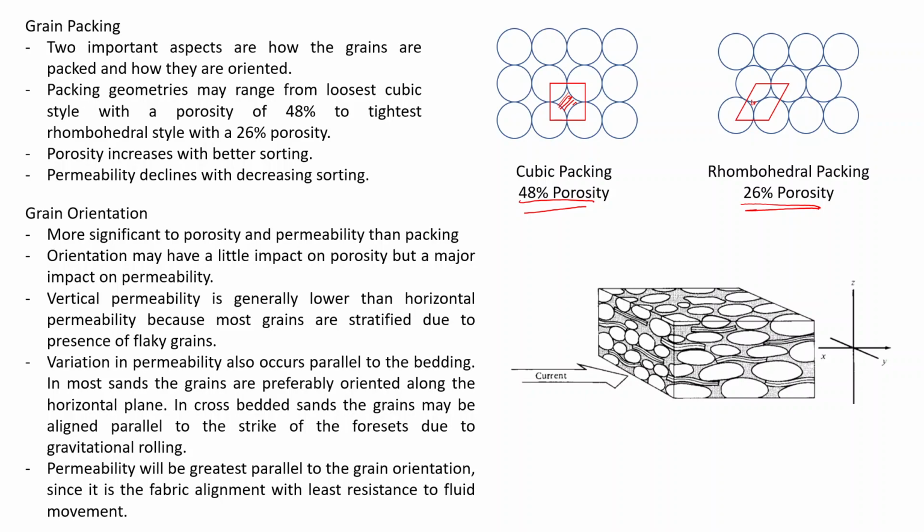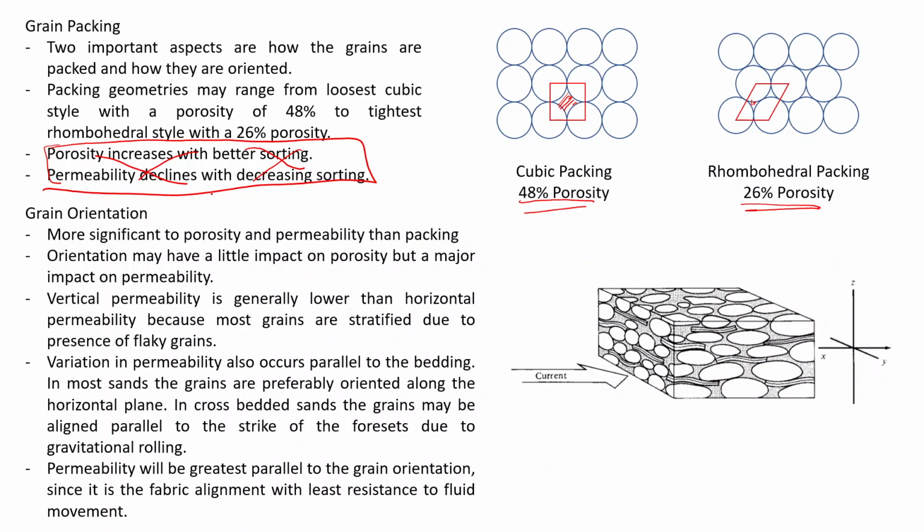So porosity increases with better sorting, as we saw previously. But here, for packing geometries, if this is the cubic packing, we get high porosity. If it is rhombohedral packing, we get low porosity. These two lines have come from the previous, so you can avoid these.